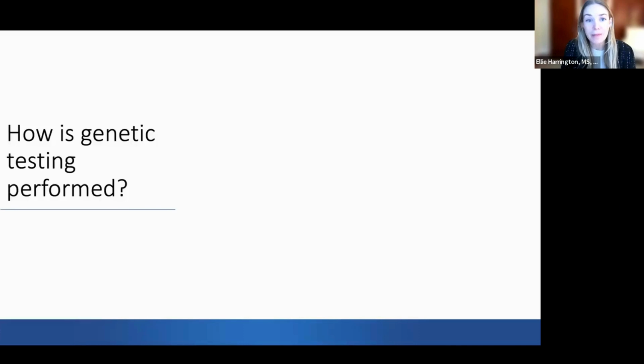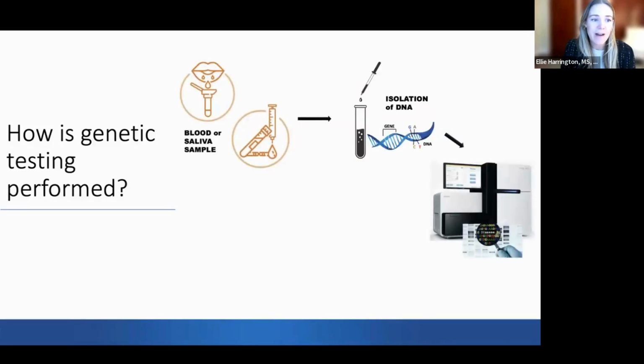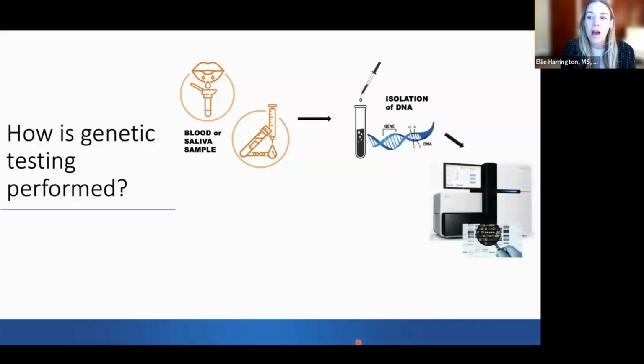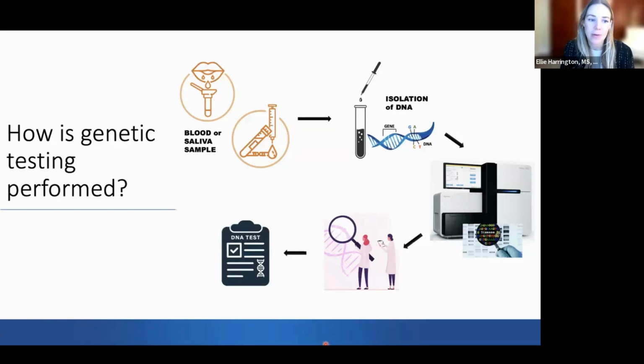How is testing performed? Frankly, it's really simple these days. DNA can be identified in most all of our cell types, so we can get a saliva sample or a blood sample. If it's saliva, the lab will send a kit to your house. You spit into a tube, package it back up, and ship it back to the lab. From there, we're able to isolate your DNA and run it through a number of different genetic tests. We analyze those tests, and the laboratory will report out results.